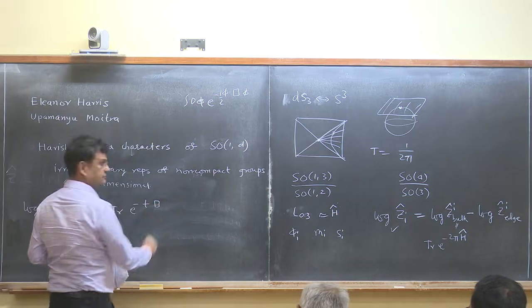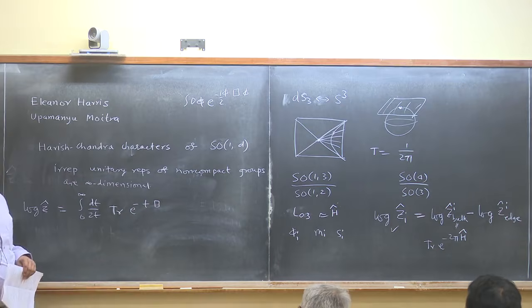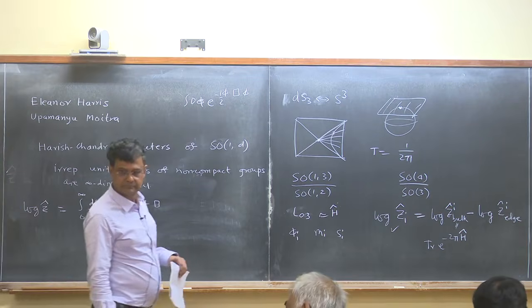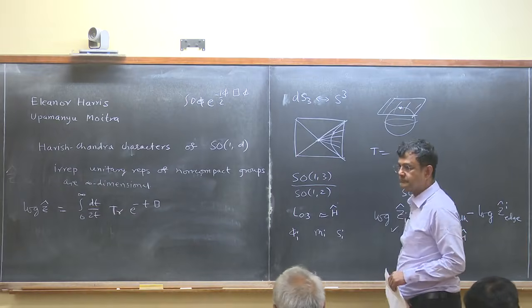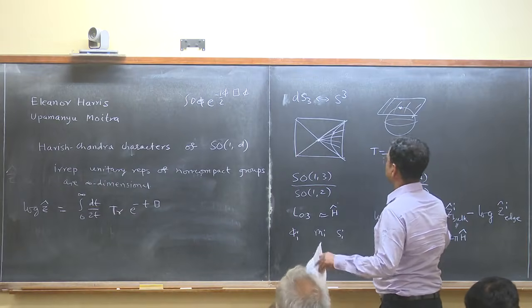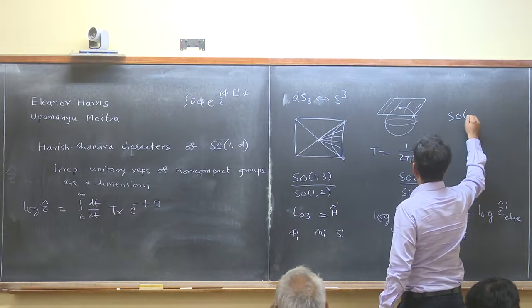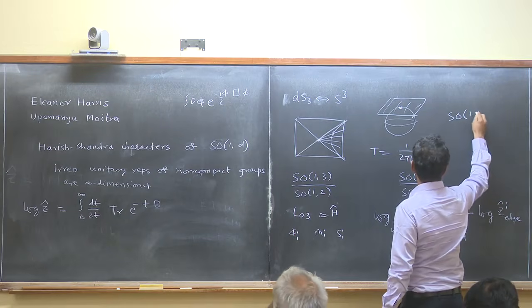Sir, if I'm interested in the partition function on the Euclidean sphere, why at all should I think about 1,d? So there are two things. Here, you will only think in terms of SO(4).